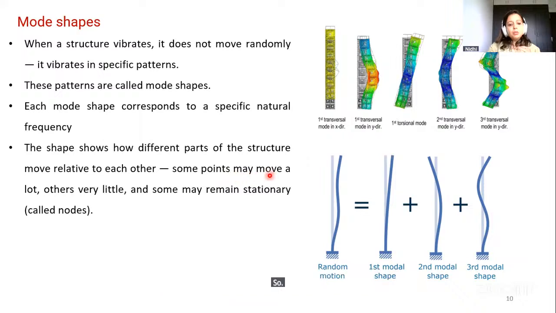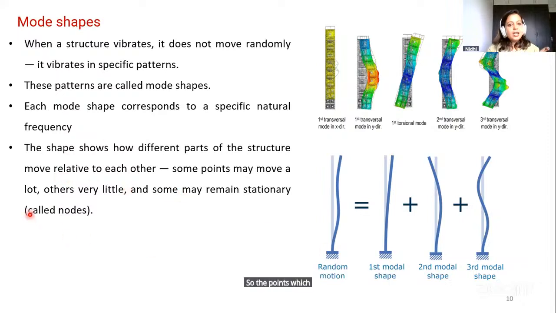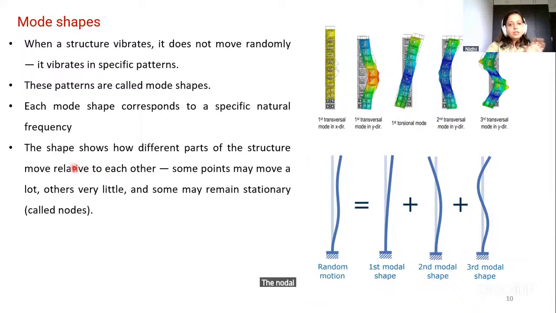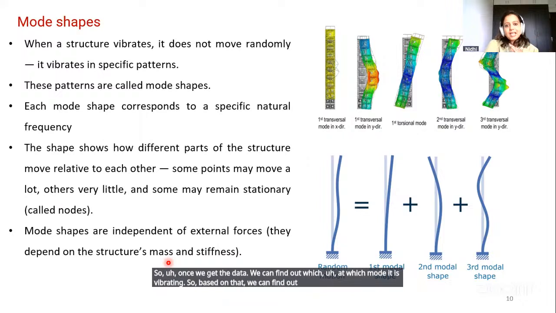Some points may move a lot, other points may move only a little, and some may remain stationary. The points which remain stationary are known as the nodal points. For example, here, these are the nodal points which do not move. So this is a basic idea about the mode shapes. These mode shapes are independent of the external forces. They depend only on the structure's mass and stiffness. So once we get the data, we can find out at which mode it is vibrating. Based on that, we can find out how much it has deformed.